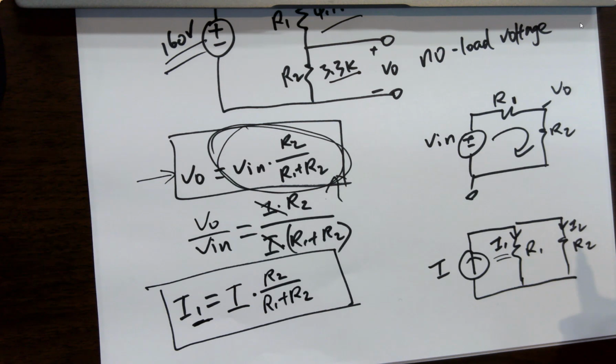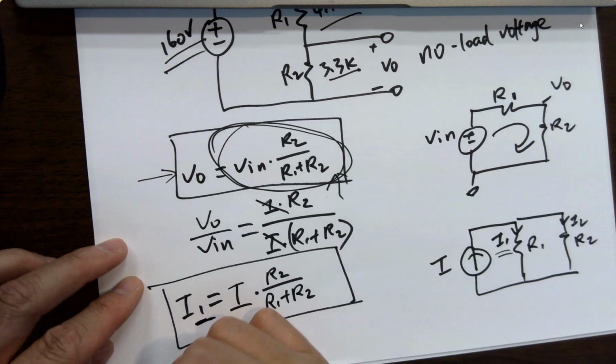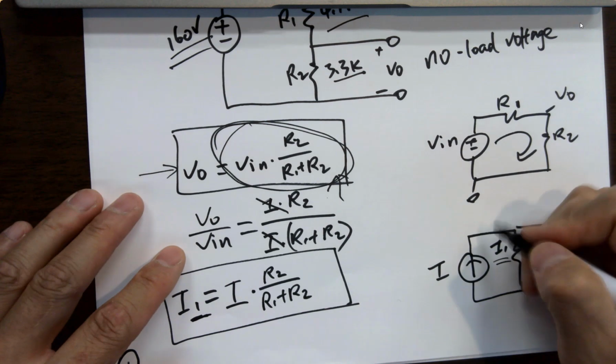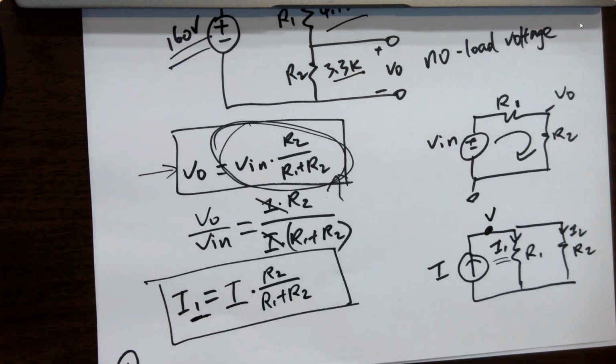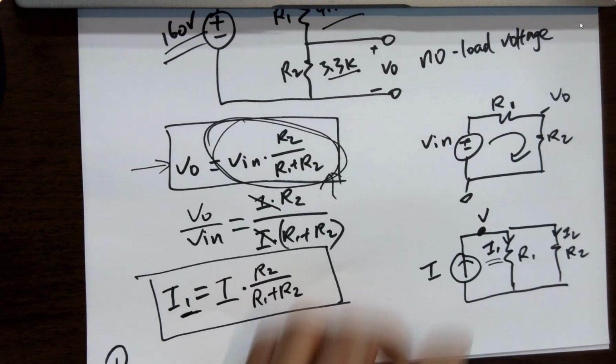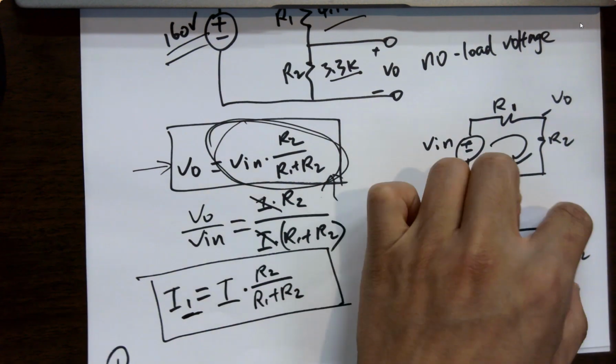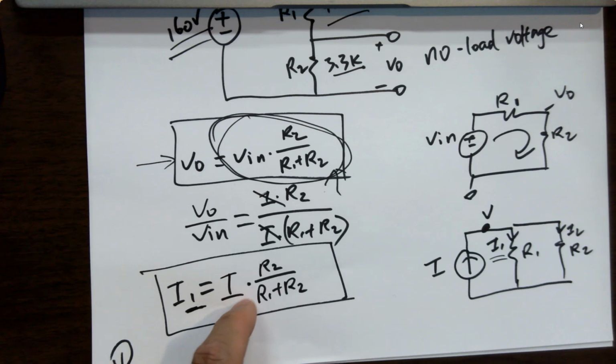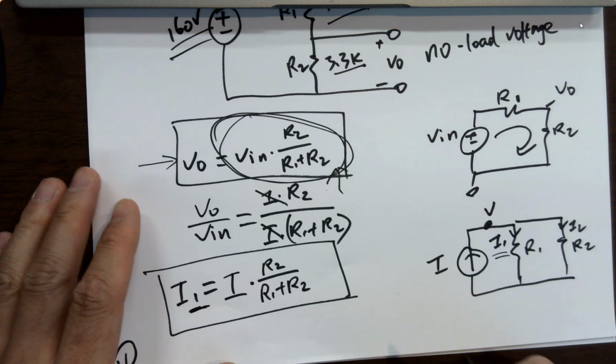Okay? Seal this in your mind. Why this works is because the branches have the same V. I think this is one of the questions in the tutorial. It's asking what the current divider equation or theory is based upon. All the voltages are the same. That's why you can get to this point. Now let's derive it one more time, okay?